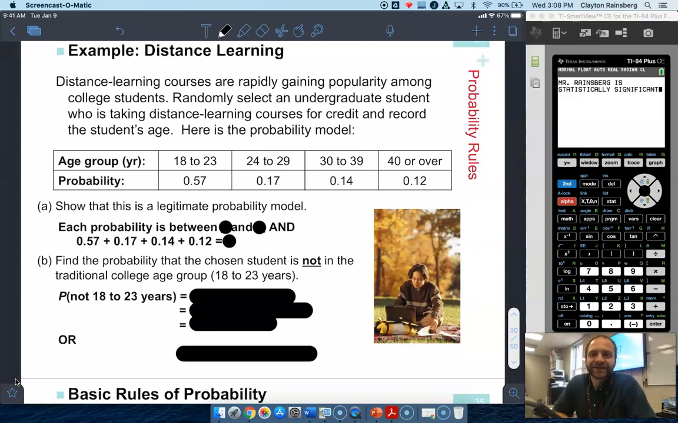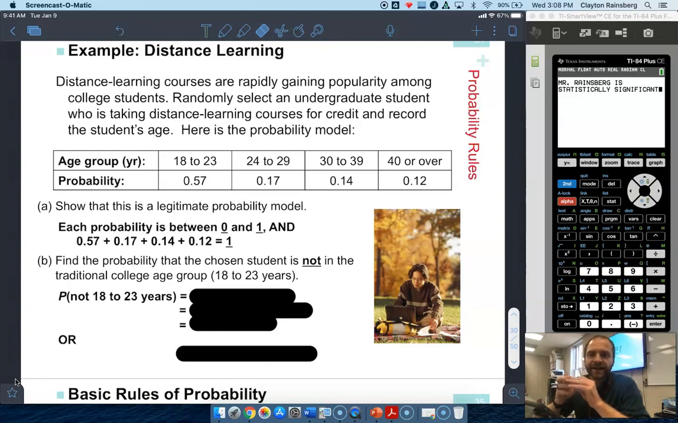Randomly select an undergraduate student who is taking distance learning courses for credit and record the student's age. Here's a probability model. Show this as a legitimate probability model. Notice there are two things you have to check. Each probability is between 0 and 1: 0.57, 0.17, 0.14, 0.12, all between 0 and 1. And if I add them together, it is going to equal 1. So it is a legitimate probability model.